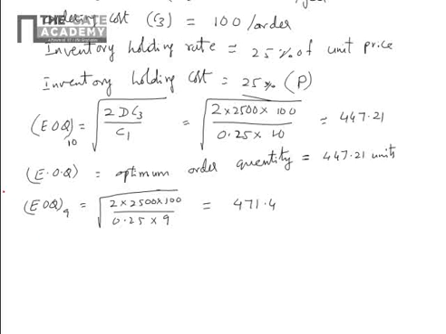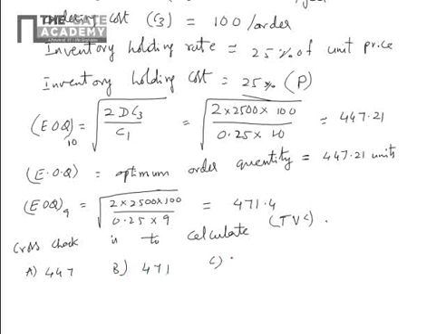Another method for cross checking is you can calculate the variable cost. Whichever is minimum, that obviously will be the economic order quantity. So answers: A is 447, B is 471, C is 500, D is greater than or equal to 600. Answer is A.